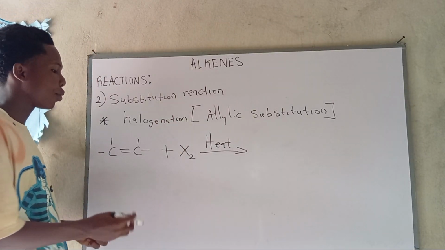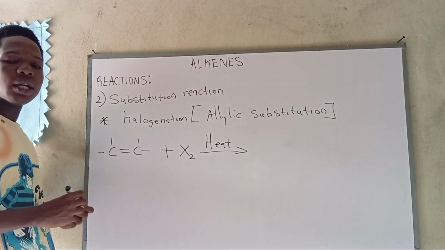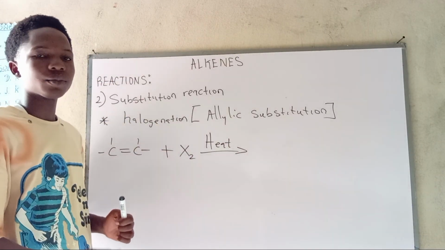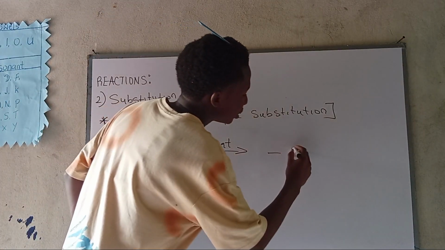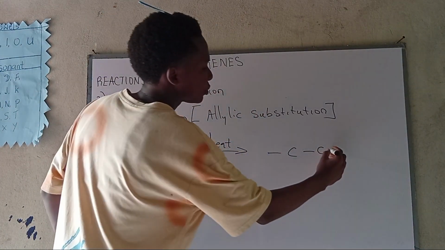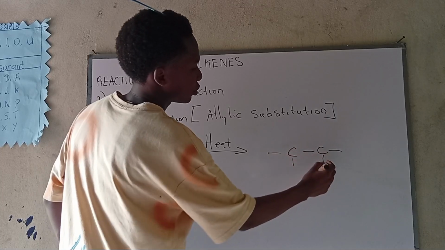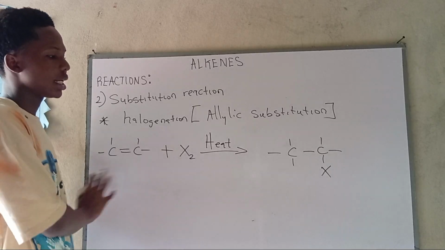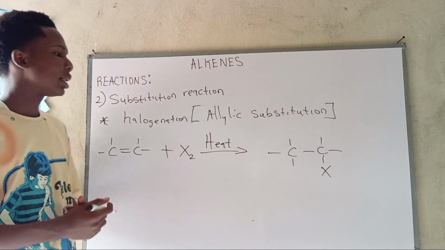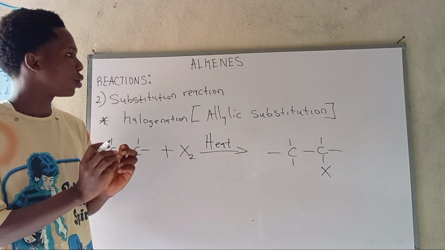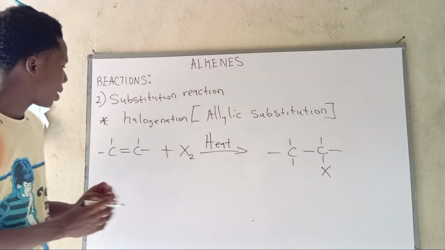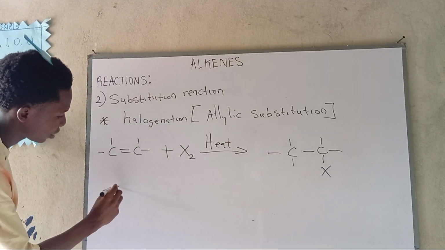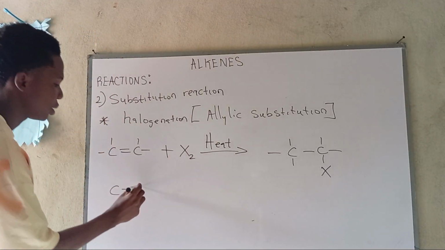Now when we add heat, what will happen? One halogen displaces one hydrogen atom. So now we draw the structure like this. This is how the general formula looks. Now we have to pick an example to make sure we are doing the right thing. Let's use a simple one: ethene. Using ethene, we have this.